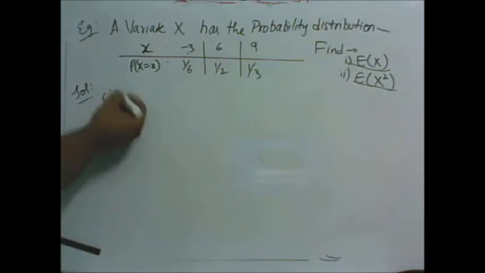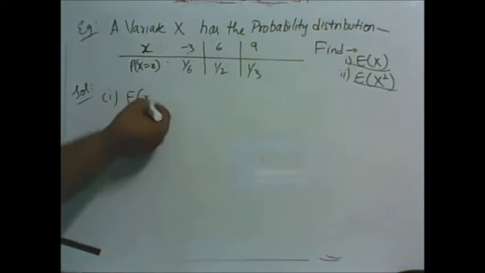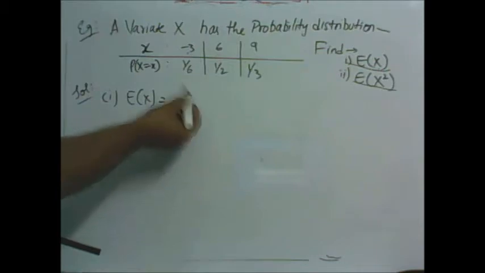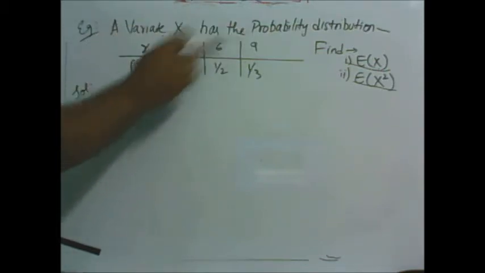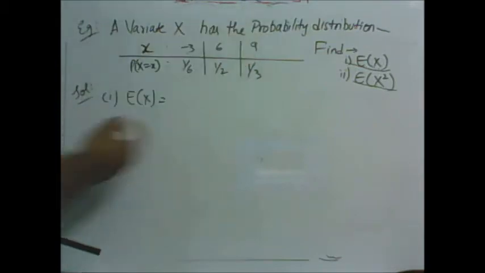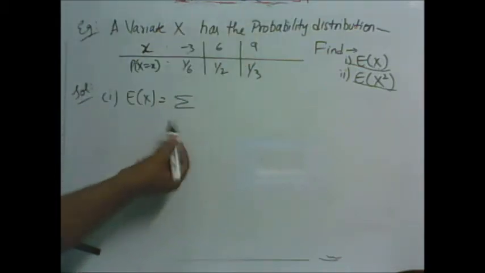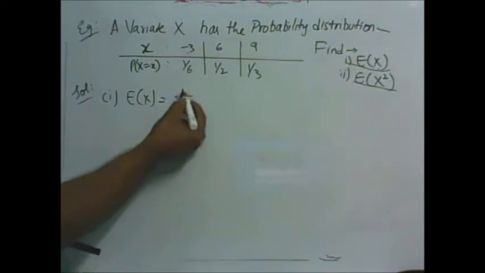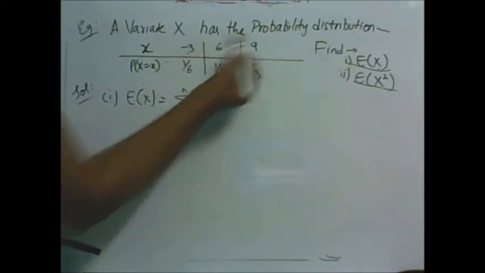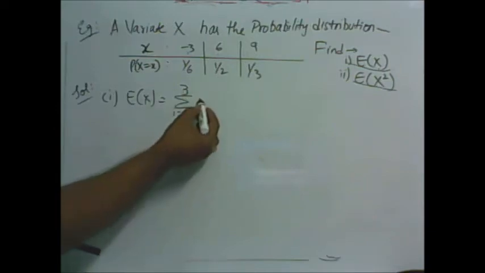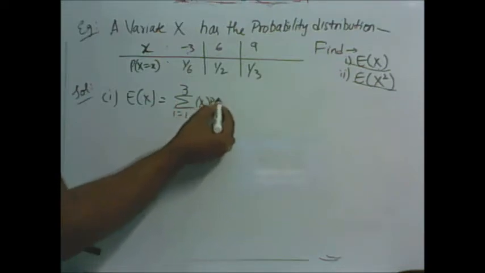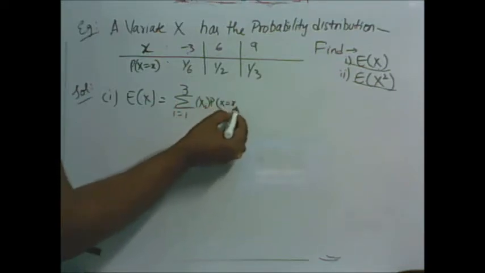Now for the first one, E of x, you already know it is a discrete value because x is taking countable values, not continuously in an interval. So it is sigma, summation i equal to 1 to n. This is x1, x2, x3, so n will be up to 3 only. And this is xi into p of x equal to xi.